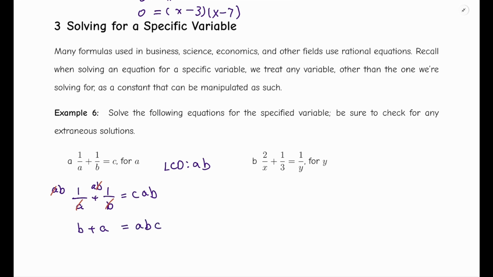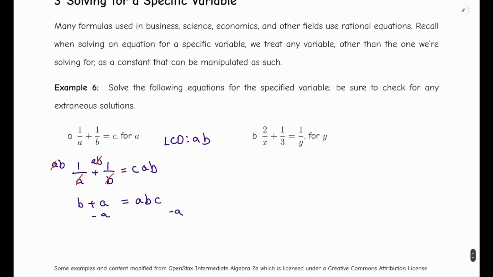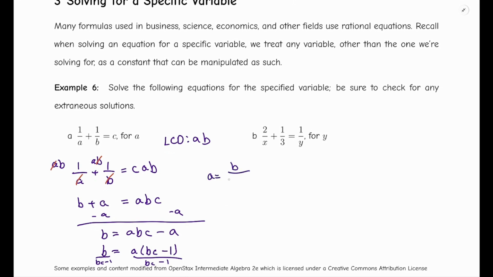And now, because I want to solve for a, I'm going to subtract a from both sides, and get b equal to abc minus a. Now I can factor an a out of that right-hand side. Get bc minus 1. Then I can just divide by bc minus 1. So I get that a is equal to b over bc minus 1.